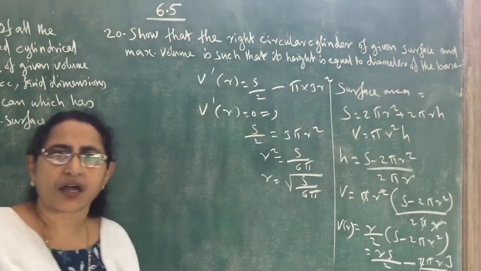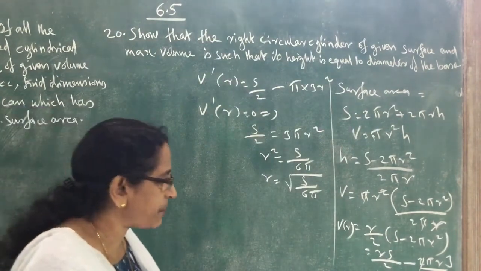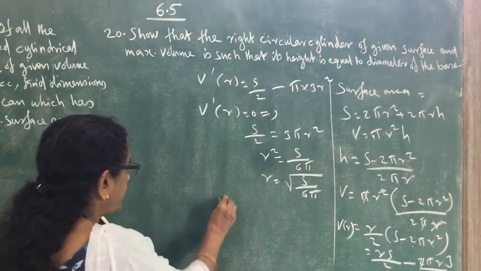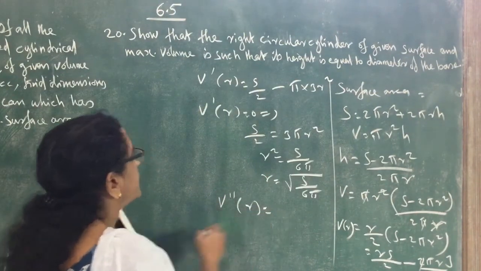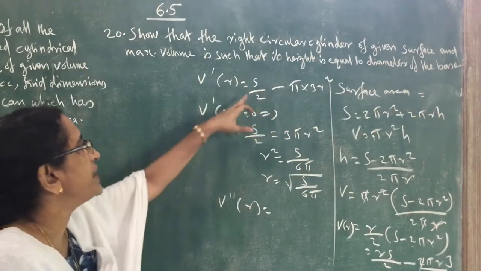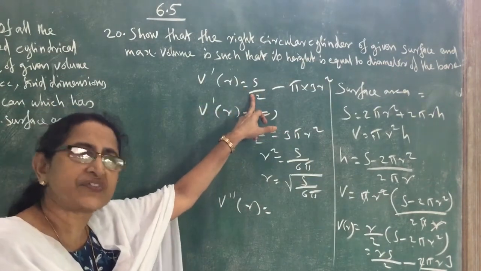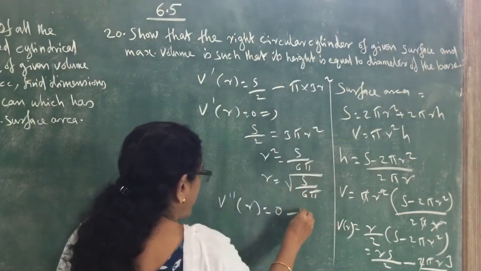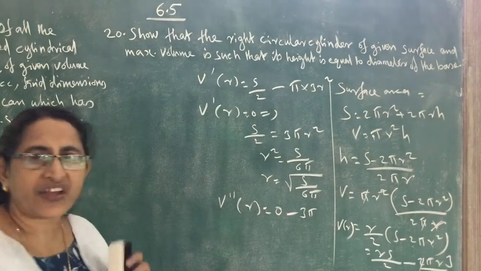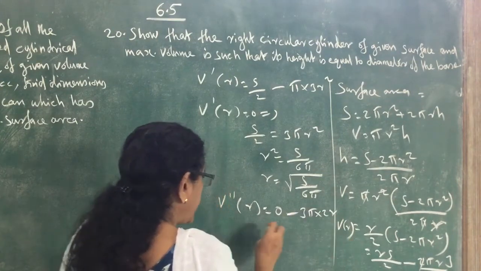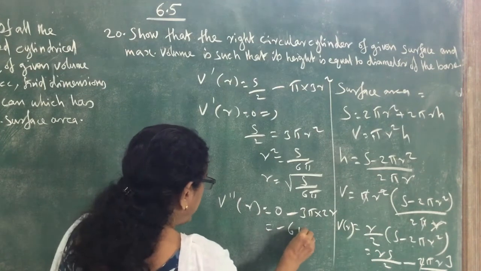So we got r. Now we have to prove that it is maximum or minimum. For that we have to find the second derivative. Second derivative V double dash r equal to, so this is the first derivative, from this we have to find the second derivative. S by 2 is a constant, so derivative 0. 0 minus 3 pi into the derivative of r square, that is 2r. That is equal to minus 6 pi r.